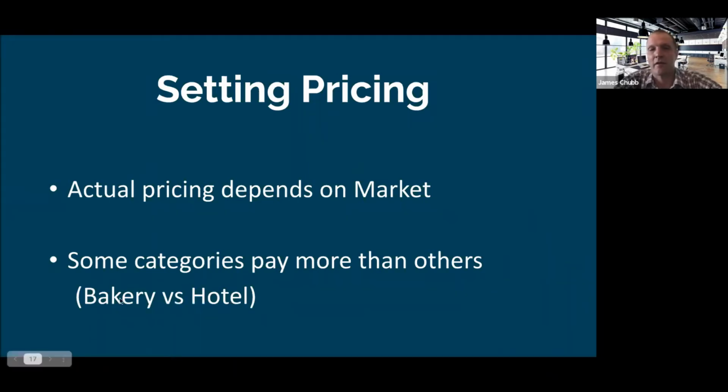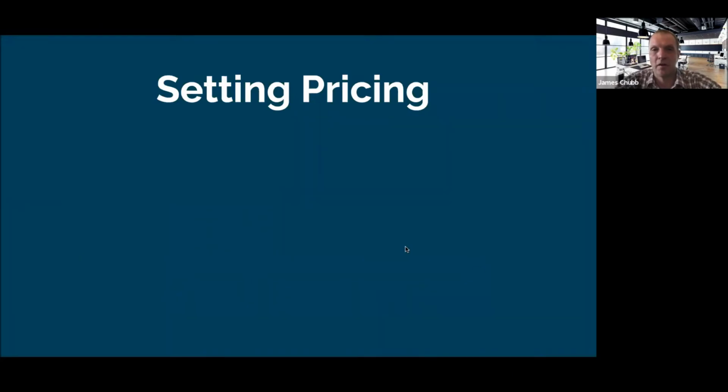So some categories may pay more than others. Examples like a bakery where you go in and buy a coffee and a bagel for $10 versus a hotel where you might spend 150 or more per purchase. And so you can charge more per category, that type of thing. But it really is all over the market, and you need to understand if somebody uses the directory to make that purchase decision, what is that worth to the business? And then how many of those sales can you help them make? And then you can kind of go from there for setting some idea of what your pricing is worth.